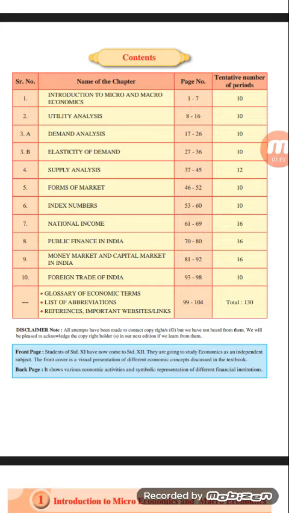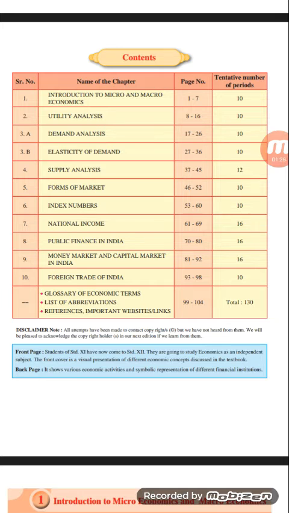Now, let us understand what is the new thing that has been introduced in this particular syllabus. Chapter number 6, that is the index number. This is the new chapter which has been introduced in the syllabus. Seventh one, the national income. This is also a new one which is introduced in this particular syllabus. Public finance in India, this is also a new chapter.